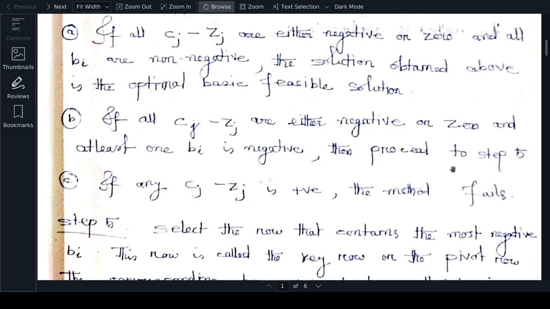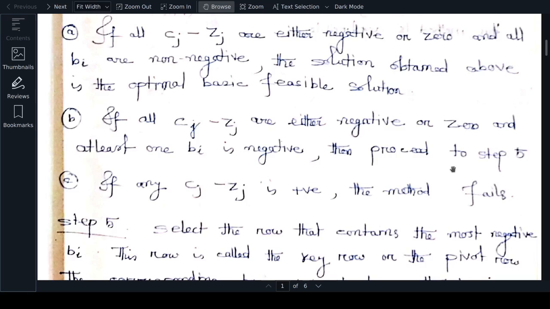So next, what is step number 5? Select the row that contains the most negative bi. What does it mean? In step 4b, if Cj minus Zj are either negative or zero, and at least one bi is negative, then proceed to step 5. So step 5 means: select the row that contains the most negative bi.